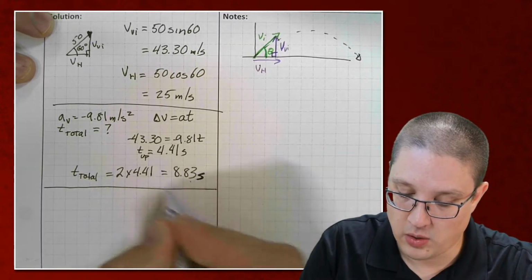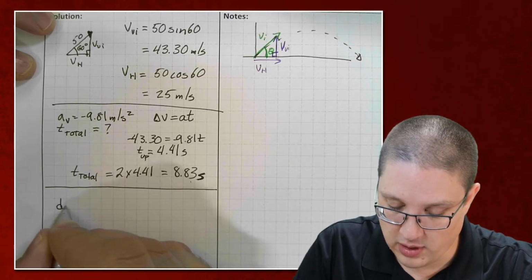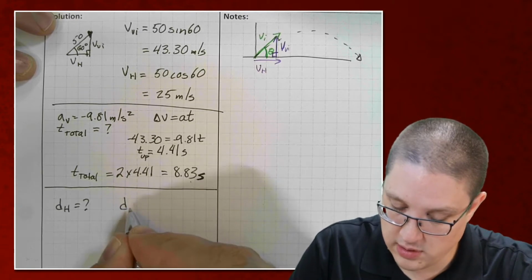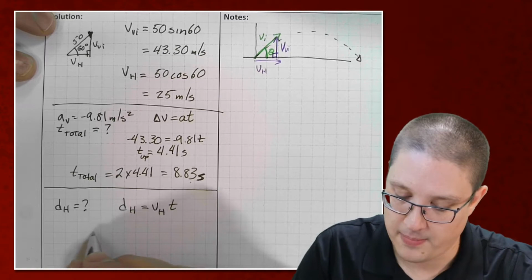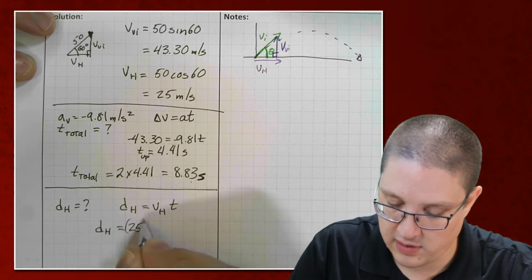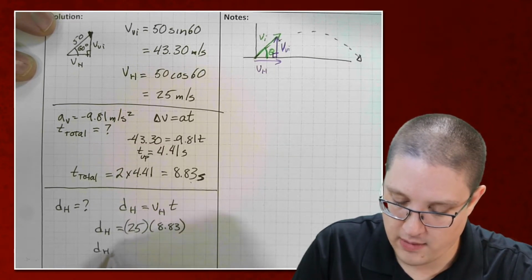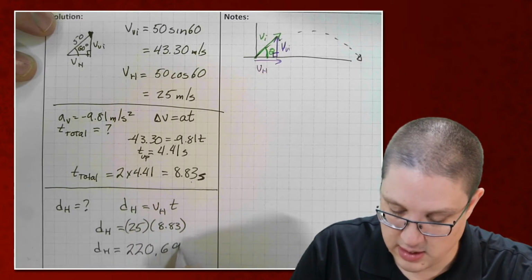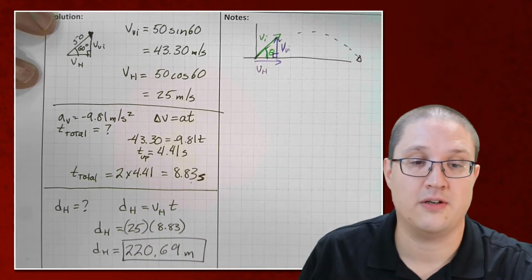Now, the total time is the only thing that continues on to my horizontal part. So I'm looking for my horizontal, and I can just use horizontal distance is my horizontal velocity times my total time. So I have 25 times 8.83, and that works out to 220.69 meters for my final answer.